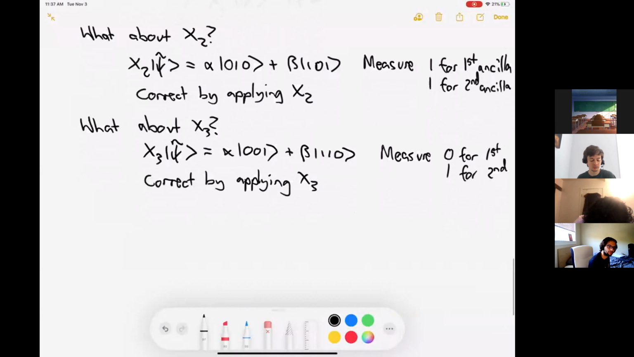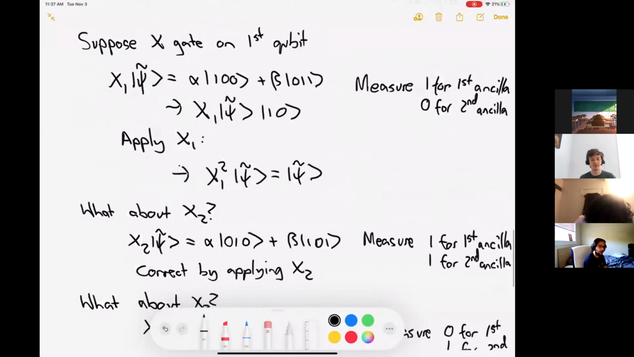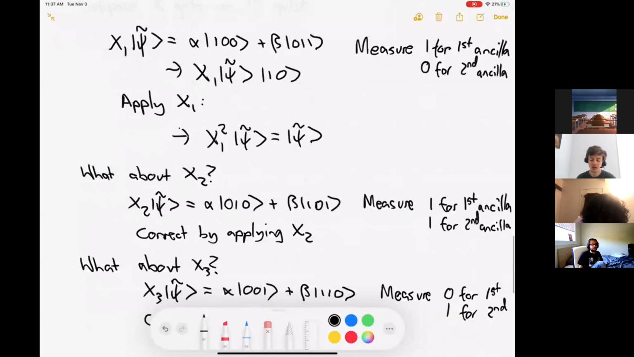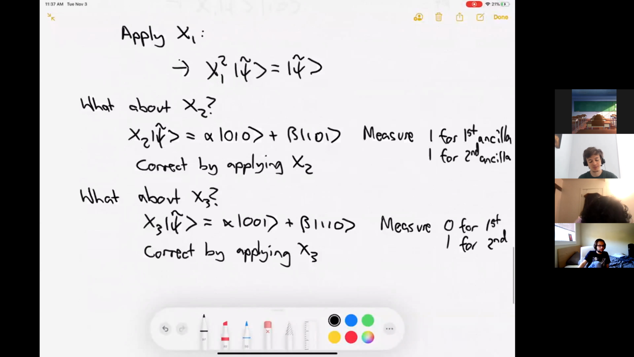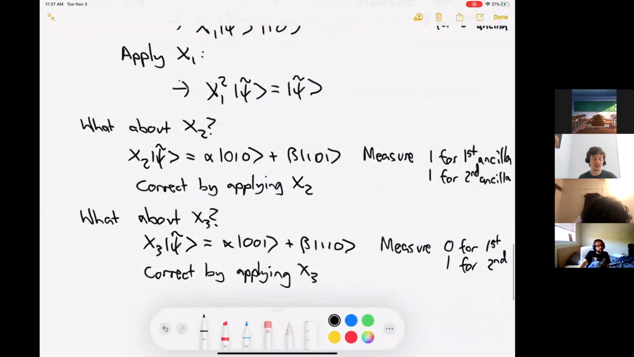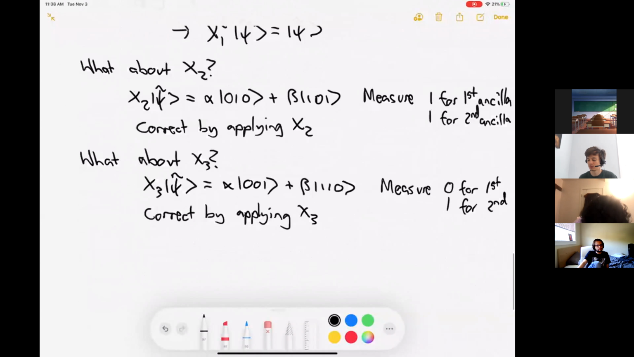Okay. So in each case, for each of the 4 possibilities, that no error happened, that a bit flip happened on the first qubit, a bit flip happened on the second qubit, a bit flip happened on the third qubit, we get different measurement outcomes when we measure our ancilla qubits. The state never gets affected, and in each case, we can correct the state, get back to the original state without any noise applied, by applying an appropriate X operator, or nothing at all if no error happened.